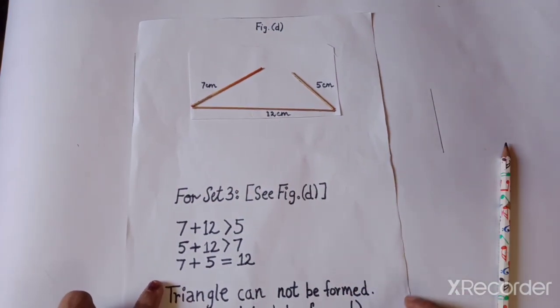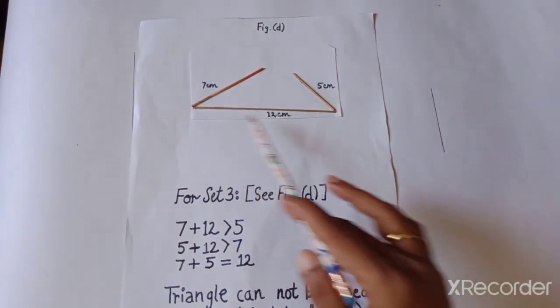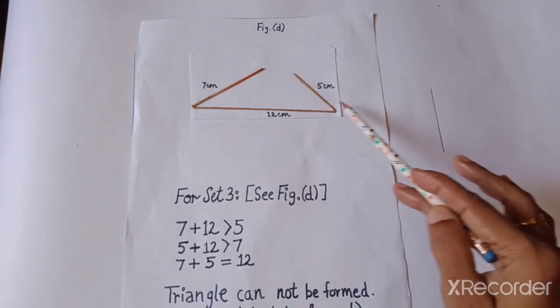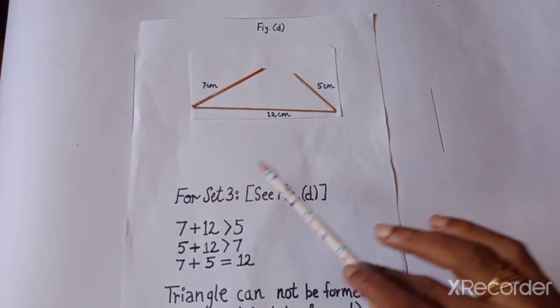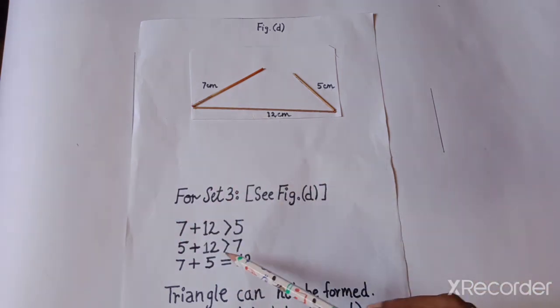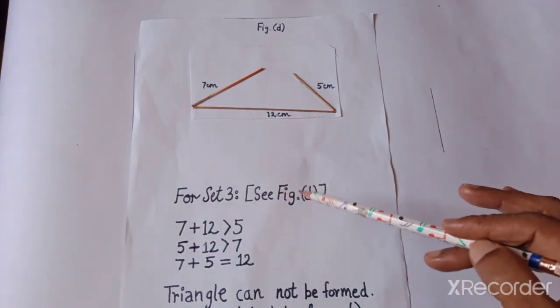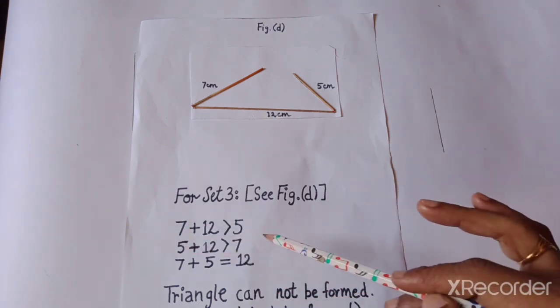See children, here you can see, it's not forming a triangle. This is the side of 12 centimeter, this one is 5 centimeter, this one is 7 centimeter. So it is not forming a triangle. Now we'll see the observation part. If you take these two sides, 12 plus 7 is 19, which is greater than the third side. So here the condition is fulfilled.